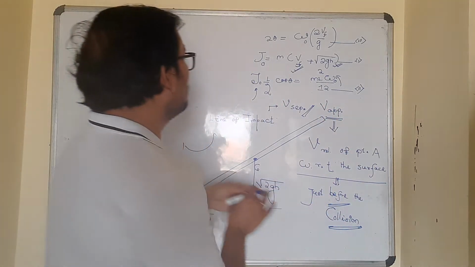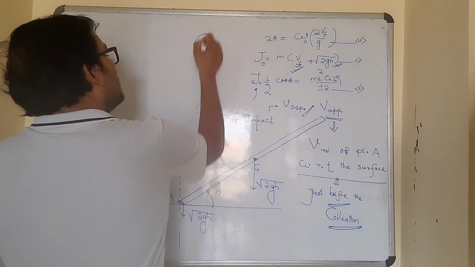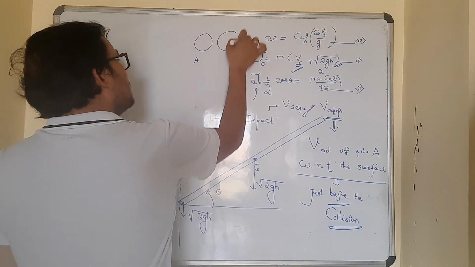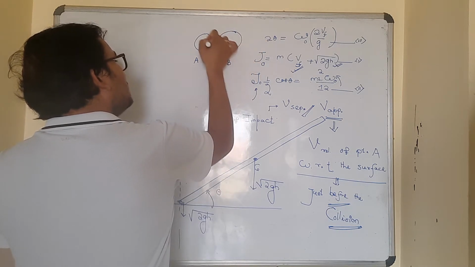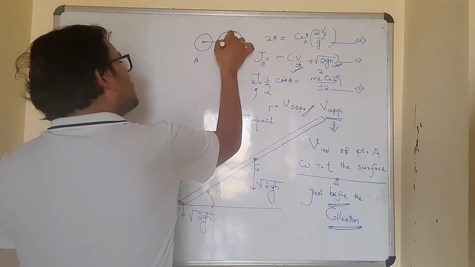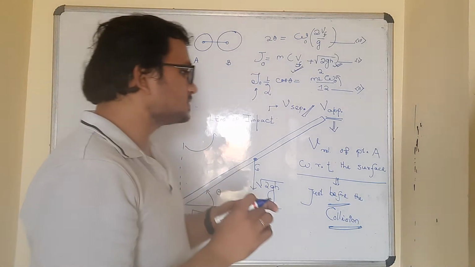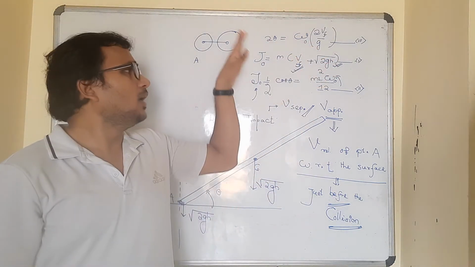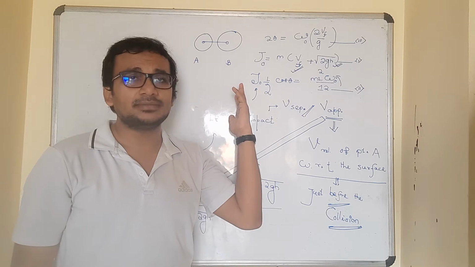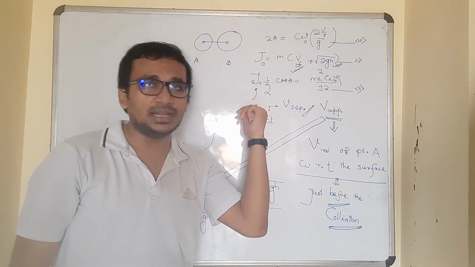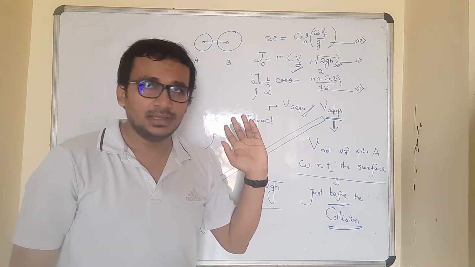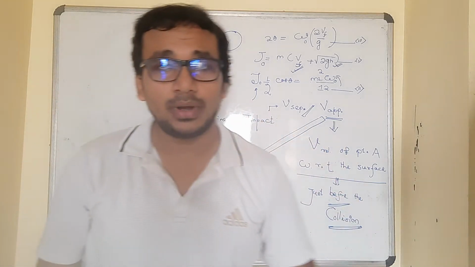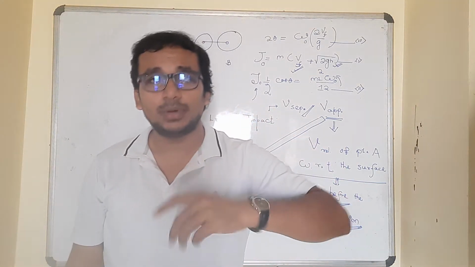And had there been two bodies, A and B colliding, we'll be calculating the relative velocity of A with respect to B, not with respect to surface. A with respect to B or B with respect to A, both are the same thing. Only directions are opposite, magnitude will be same.